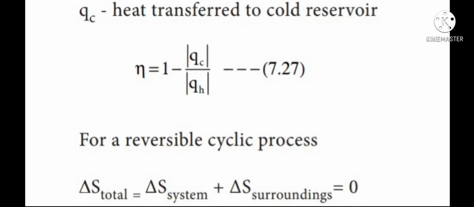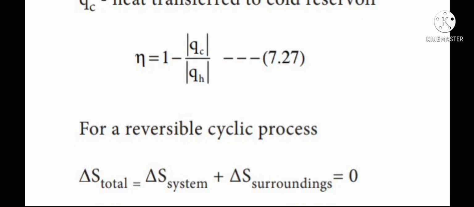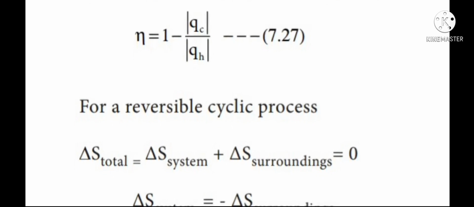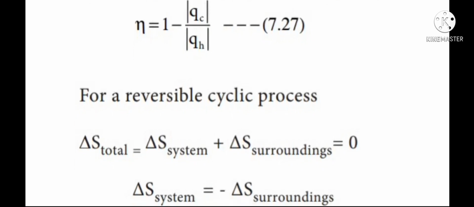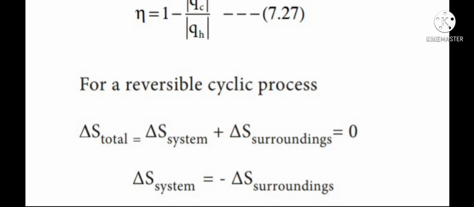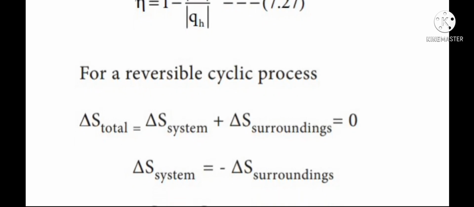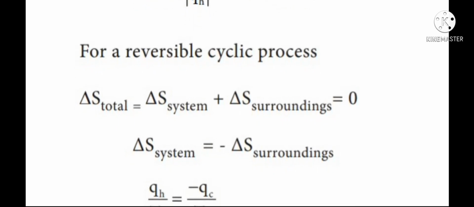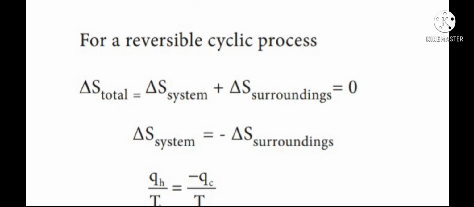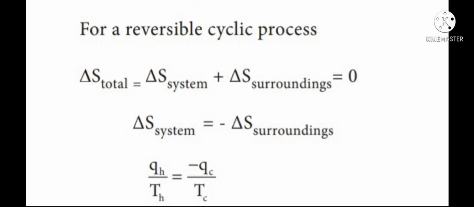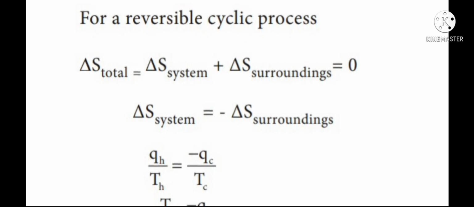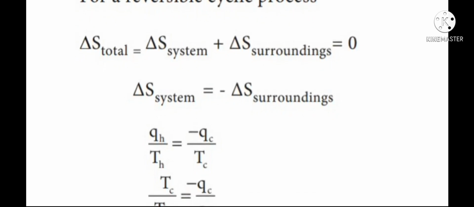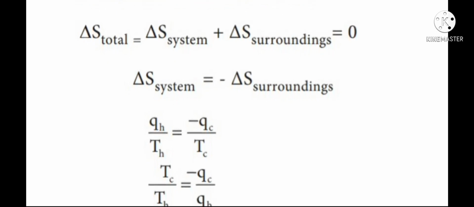For a reversible cyclic process, delta S total is equal to delta S system plus delta S surrounding, which is equal to 0. Delta S system is equal to minus delta S surrounding. Here we have delta S is equal to Q by T. Delta S for the system can be written as QH by TH. Delta S for the surrounding can be written as QC by TC.